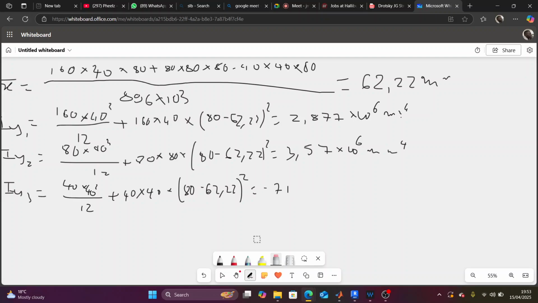Are you sure this is right? Yeah, like this. Negative 719,139 times 10 to the power 3. Okay, this is 3. Then that should give us the correct y bar.